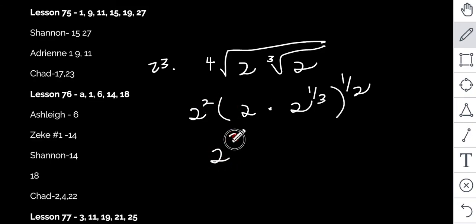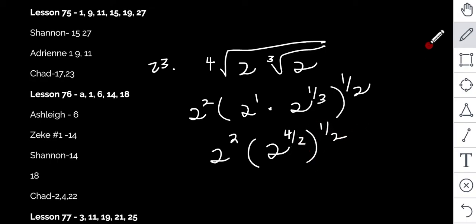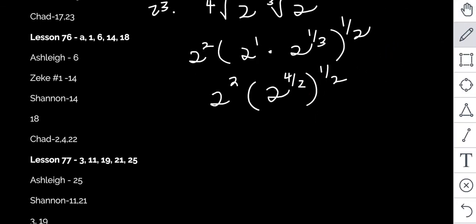So we're going to get 2 squared, and then this is going to be 2 to the 3/4 to the 1/2 power. Just keep it going here. So we're going to get 2 squared, and then that's going to be times 2. Look at this. Okay, I think something went wrong here.